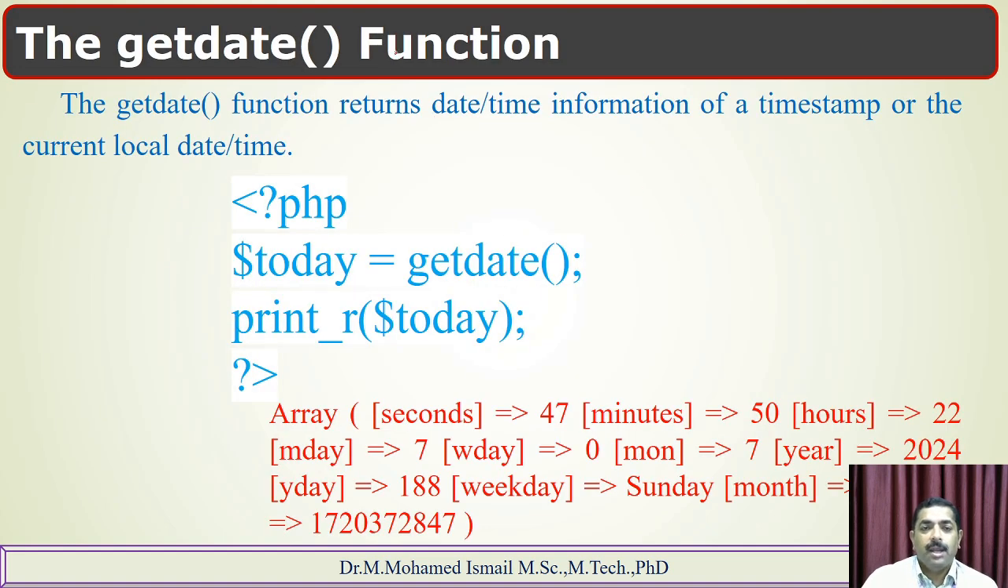So the getdate function returns date/time information of a timestamp or the current local time. So I am using that getdate function and I am just printing that in an array format. So array format means 47 seconds, 50 minutes, 22 hours. This is the 188th day of the year. It was a Sunday. So all those details will be printed in an array format.